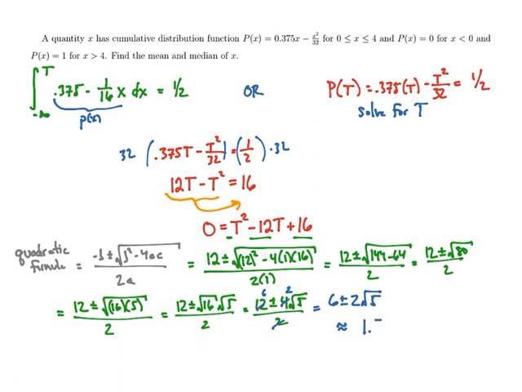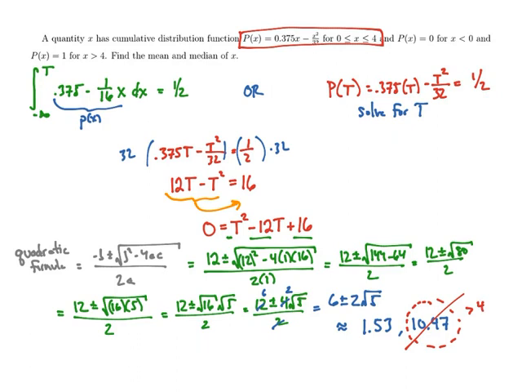This is either 1.53 or 10.47. But we don't have two answers here. We know that it's not the 10.47 because our initial thing says that we're looking at just from 0 to 4. That's where all the interesting stuff's going to happen. So since this is greater than 4, we're not going to deal with that. And that means that our median is the value 1.53.